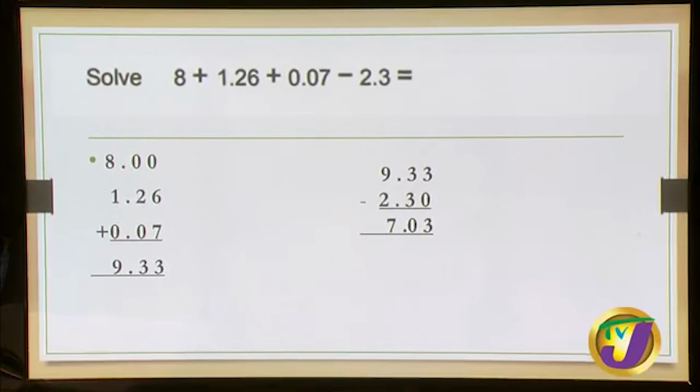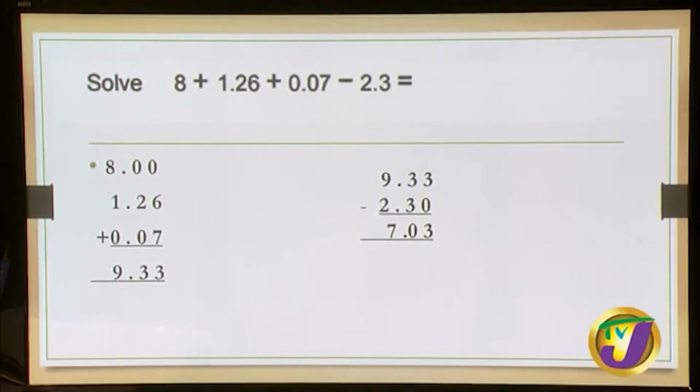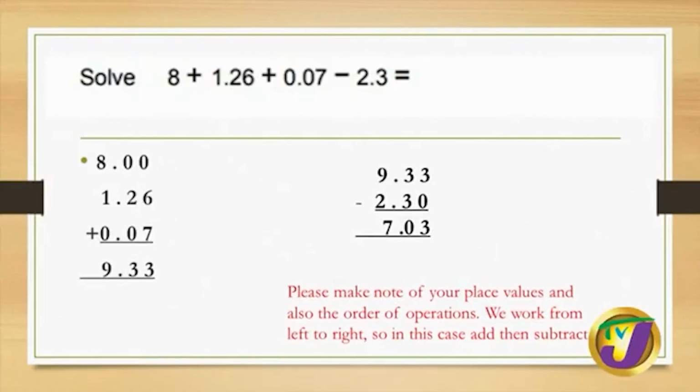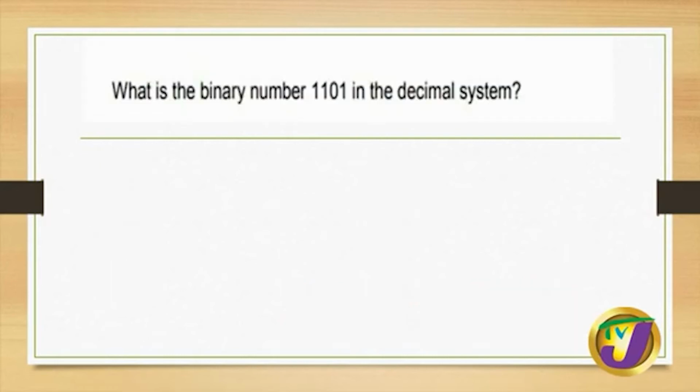Then they asked to subtract 2.3. And I've done the same concept. I've lined up my tenths and my hundredths place, and I've done my subtraction. 3 take away 0, I'm still remaining with my 3. 3 take away 3, 0. 9 subtract 2 leaves 7. Points to note when you're doing problems like this: pay attention to your place values and also order of operations. We work from left to right. So in this case, we add and then we subtract.